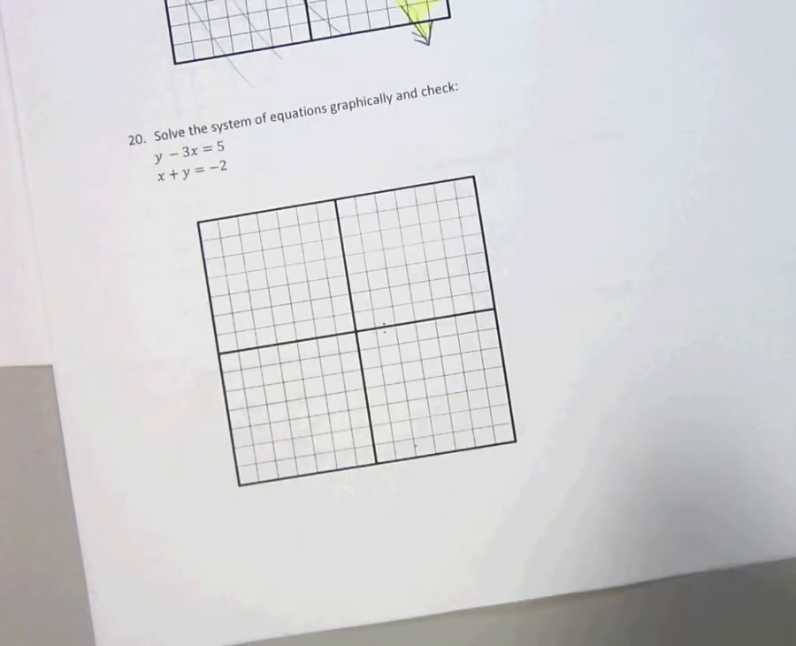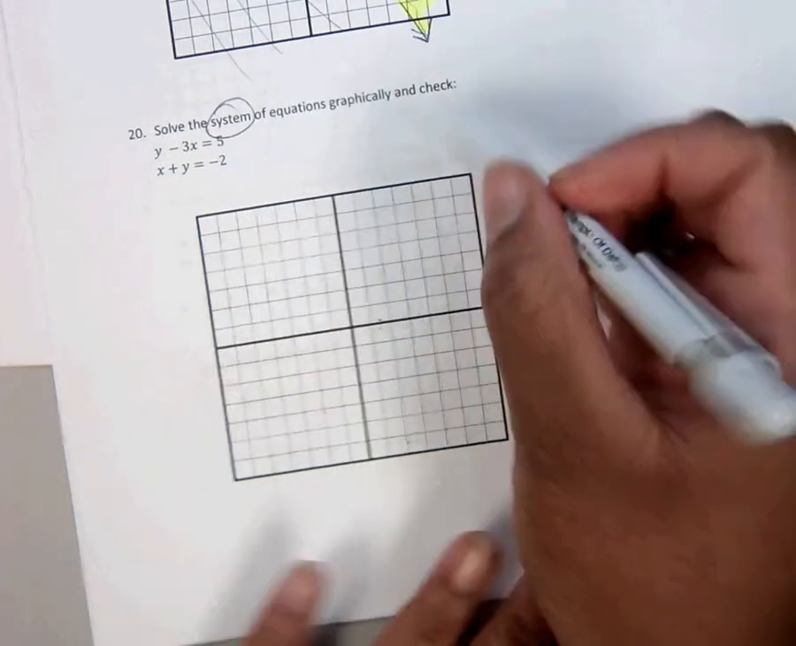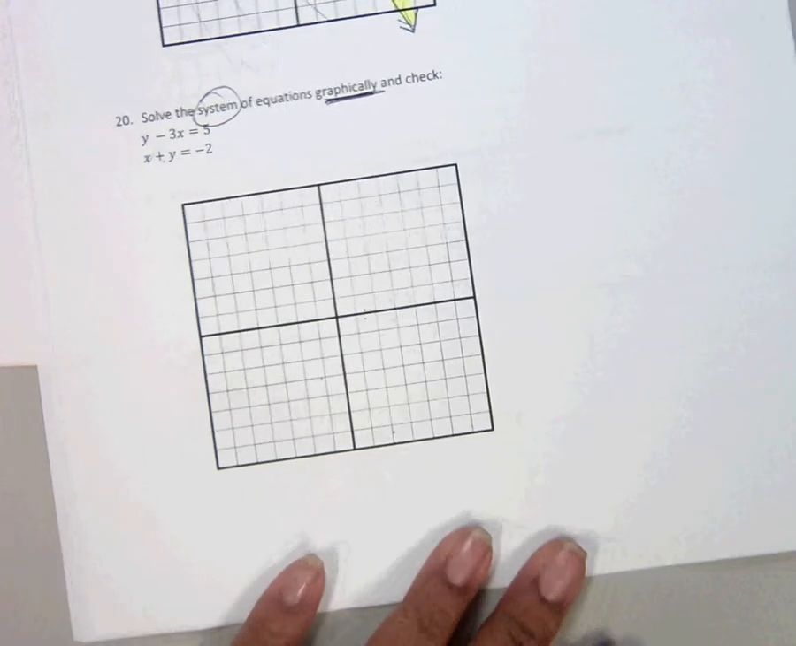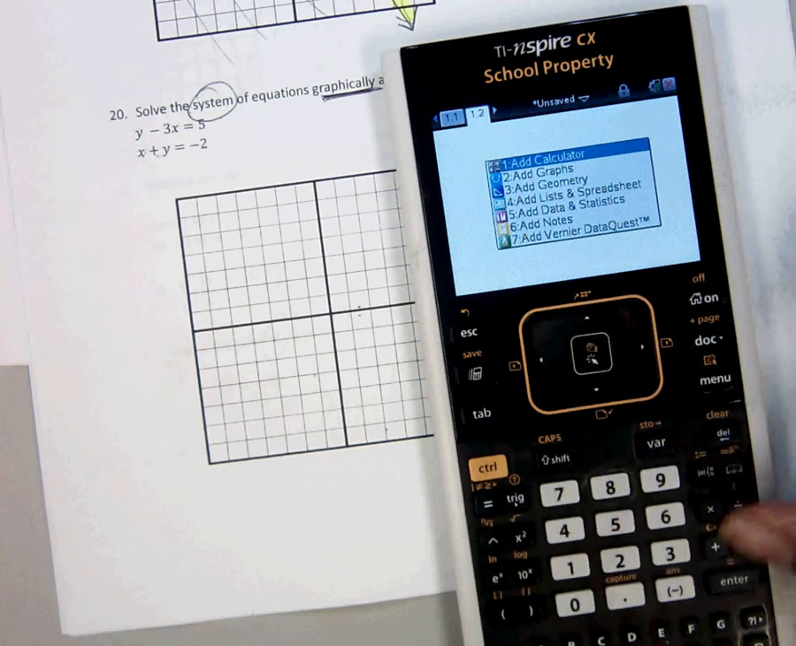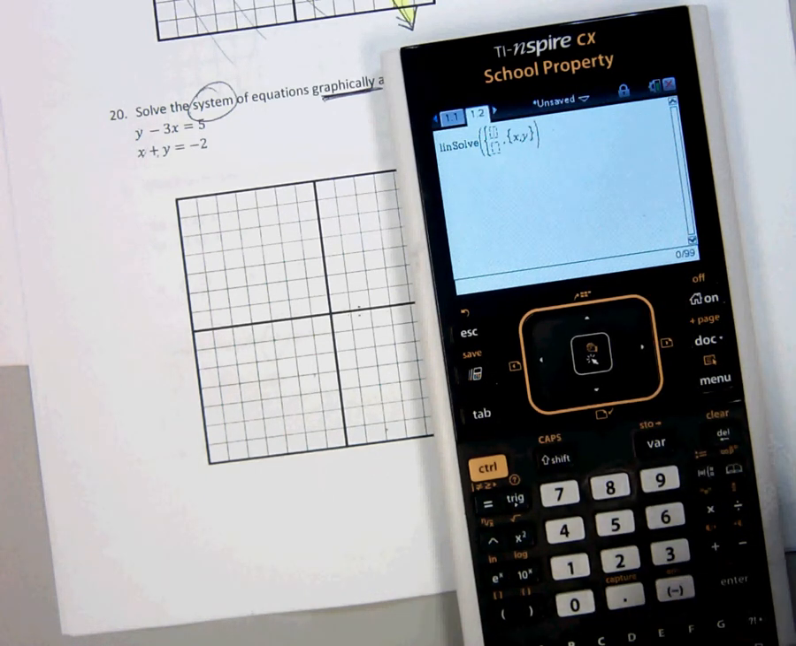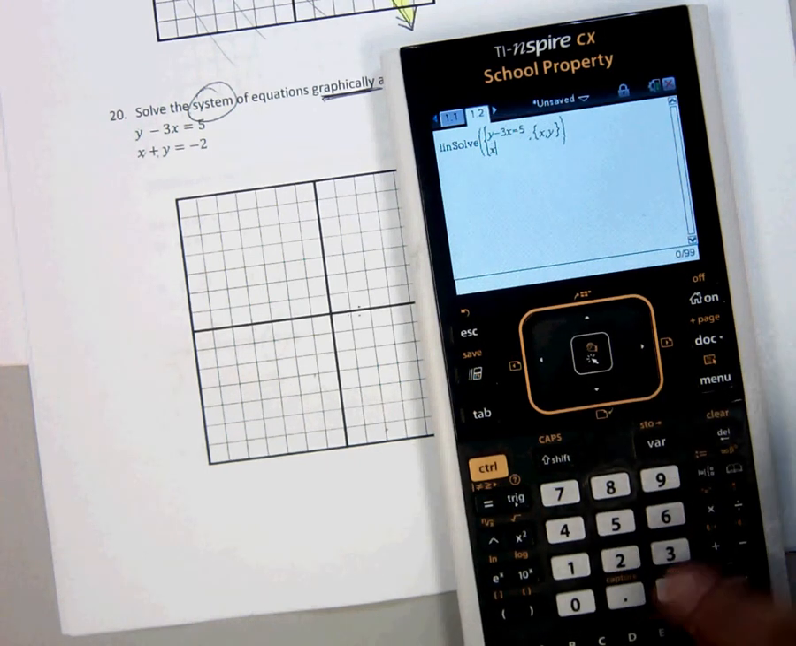And number 20. Solve the system of equations graphically. So solve them for y and graph them. When you're done, use menu 3-2 to check your answer. Menu 3-2. Y minus 3x equals 5. X plus y equals negative 2.